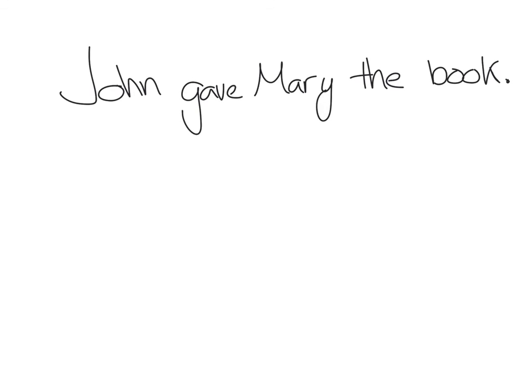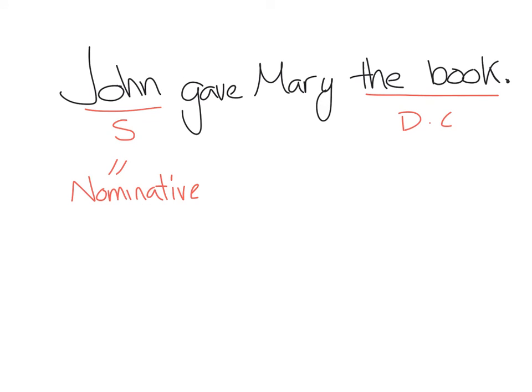But how do you know whether something is nominative, accusative, dative, or genitive? Well, here's an example with a basic English sentence. John gave Mary the book. John is the subject of my sentence. Subjects in a sentence are in the nominative case. The thing that he gave is the book. That is the direct object of my sentence. Direct objects are in the accusative case.